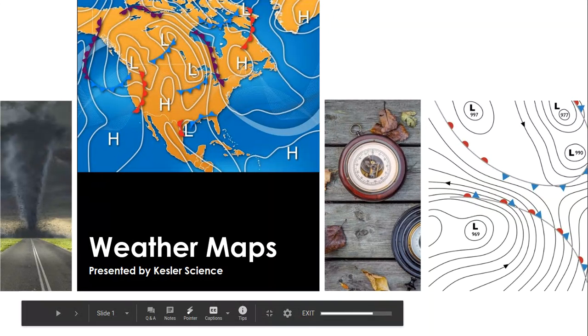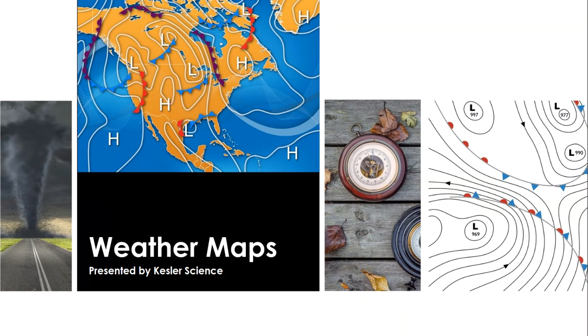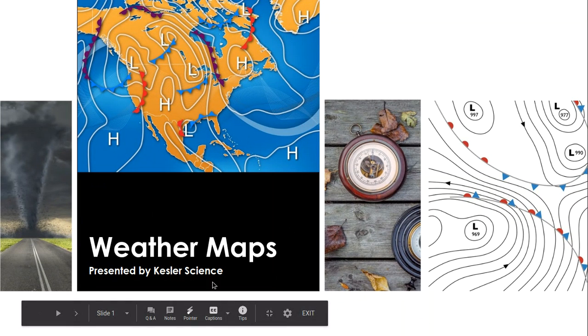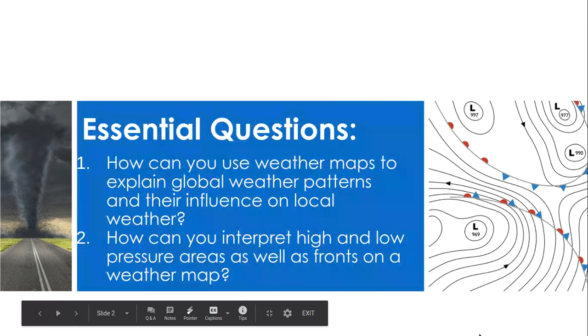So, we are going to be digging in and fine-tuning your understanding of weather maps. If we take a look at weather maps, the first question that I really want you to take a look at is how can you use weather maps to explain global weather patterns and their influence on local weather?